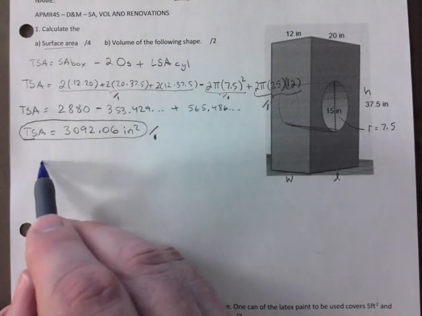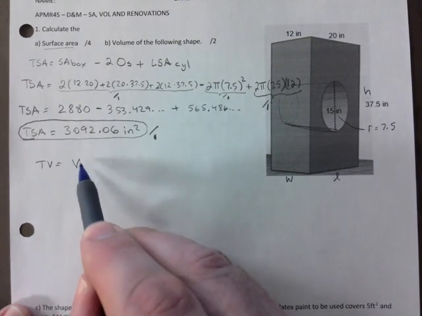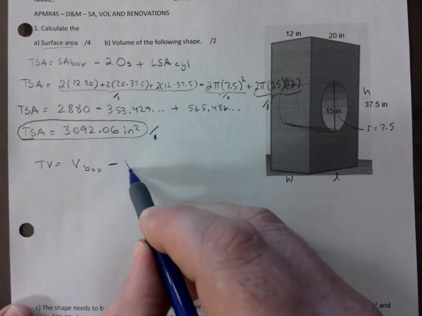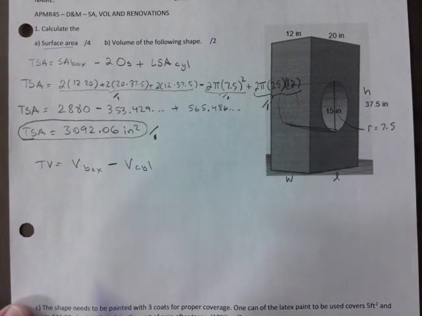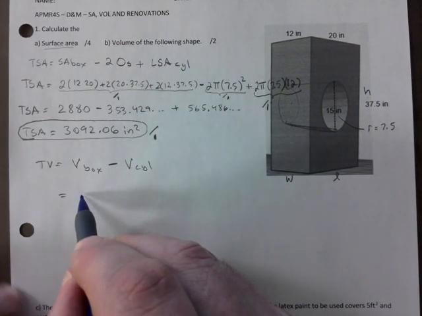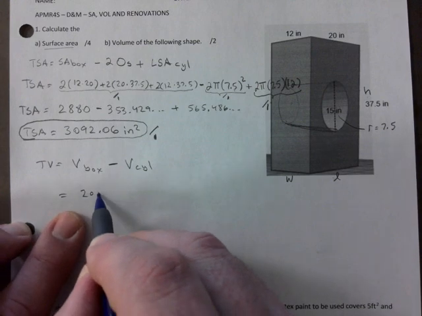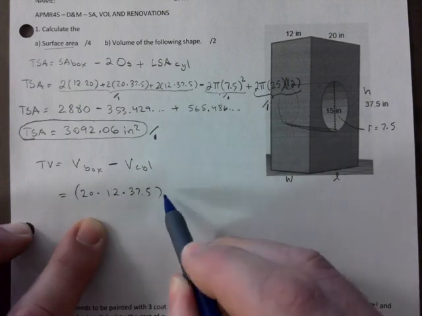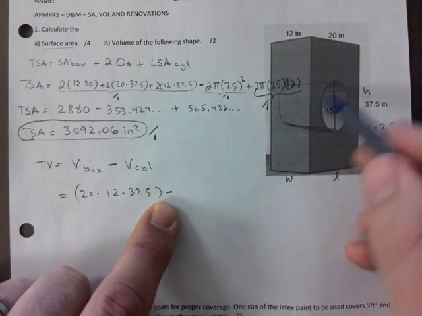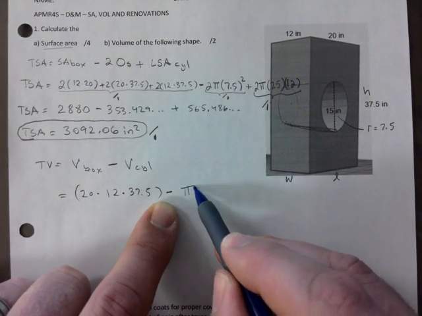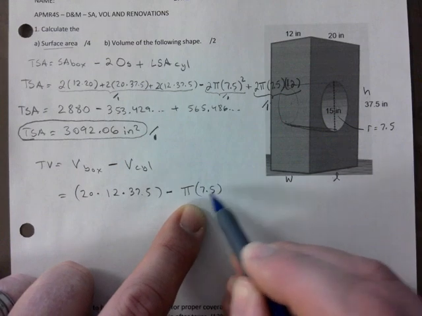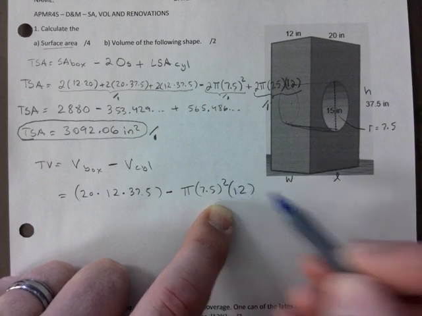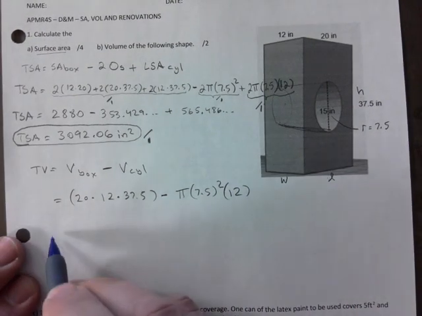Next, volume. Total volume. It's just volume of the box, subtract, right? You drill a hole, we take that out, volume of the cylinder. And so that'll be length times width times height, minus the volume of that cylinder, which is pi r squared times the height of that cylinder, which is the width of the box. Okay, so that's what you get there.